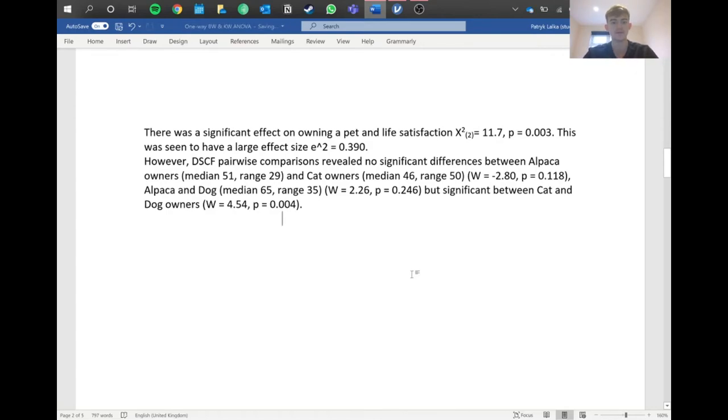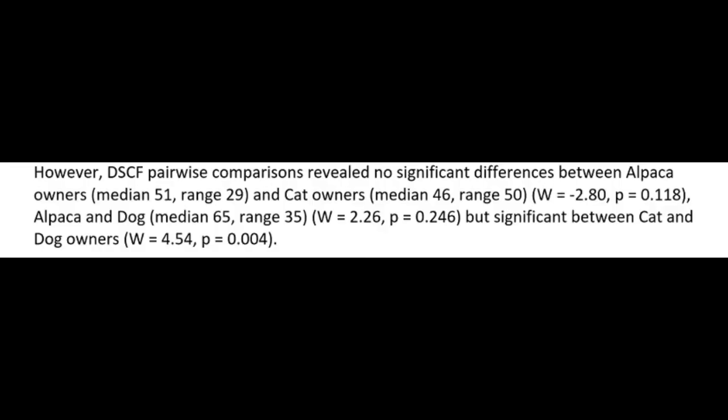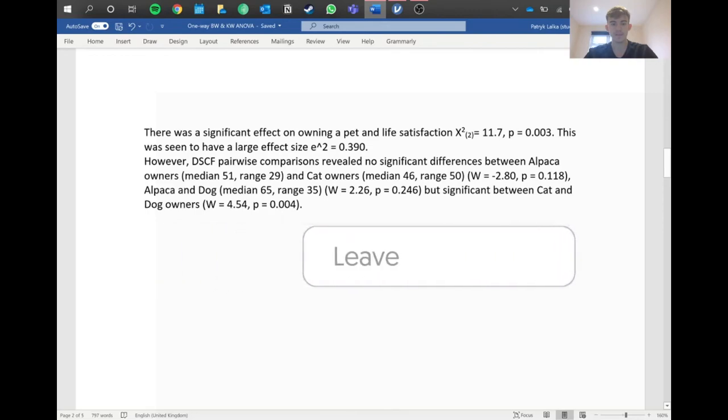However, if we talk about now the deeper connections between the groups, the pairwise comparison showed no significant difference between alpaca owners, so we've got this again, median and range, and cat owners, because it's a non-parametric median and range. And we put in this W statistic and a p-value showing us that the data is non-significant. And this was also seen with alpaca and dogs. Again, non-significant. However, there was significance between cat and dog owners. We can see, so we've got cat owners here, and you can see that the median is much smaller compared to the dogs. So we can also see that dog owners have a higher satisfaction. And because we've put in these descriptive data, the reader now knows which group is favored in this comparison.